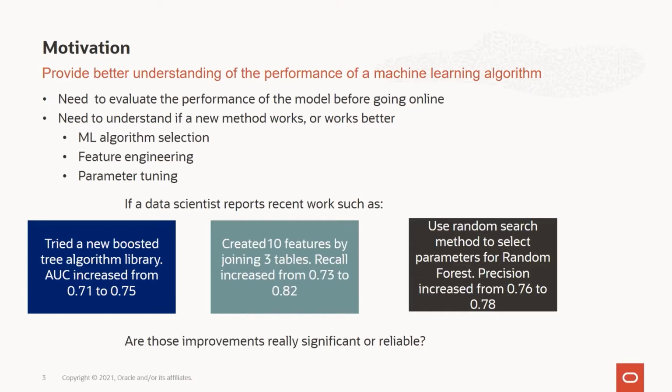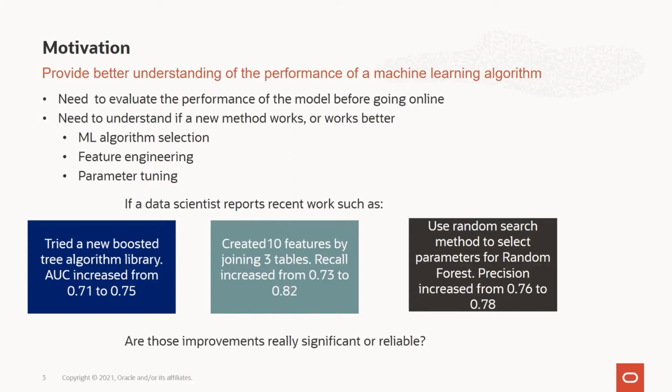You see the AUC increase from 0.71 to 0.75. Or maybe he said, I created 10 features and I increased the recall from 0.73 to 0.82. Or he chose a random search method to find a better set of parameters. And you see there's always an increase in performance. But the thing you want to ask is, are those improvements really significant or reliable?